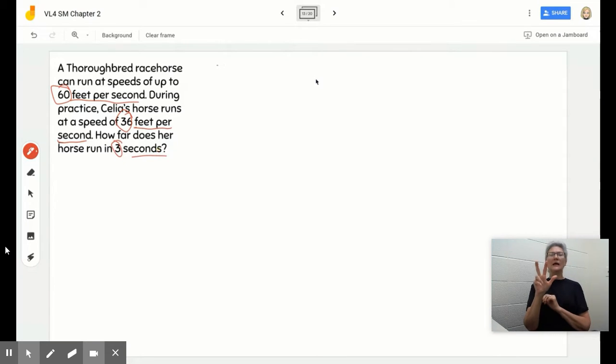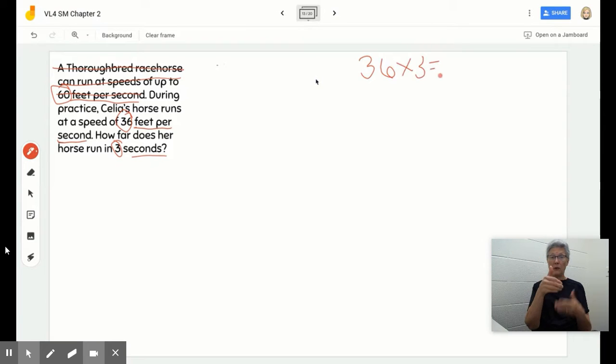Looks like we need to find out how far her horse runs in 3 seconds. The information that we do have is that she runs 36 feet per second. Seems like this first sentence is just a nice to know, but it's irrelevant. That won't help us solve our problem. Looks like we will be doing 36 times 3.